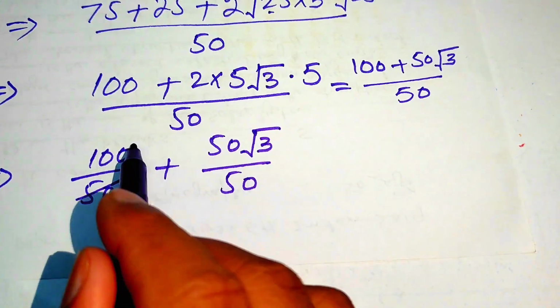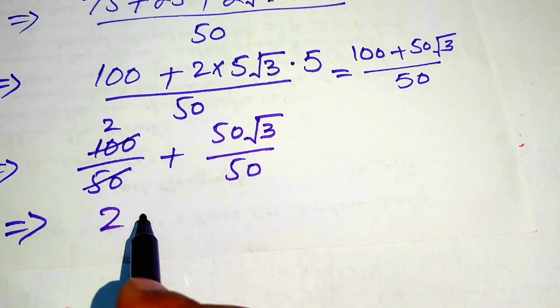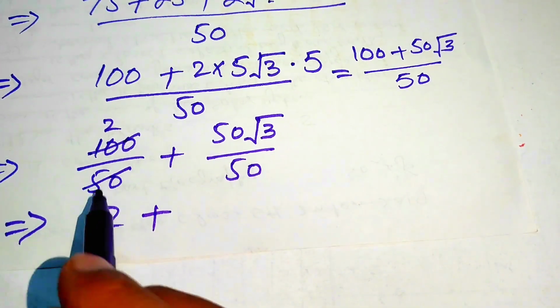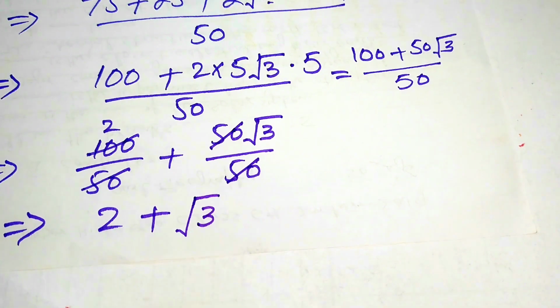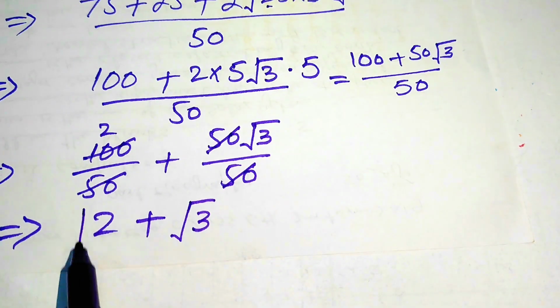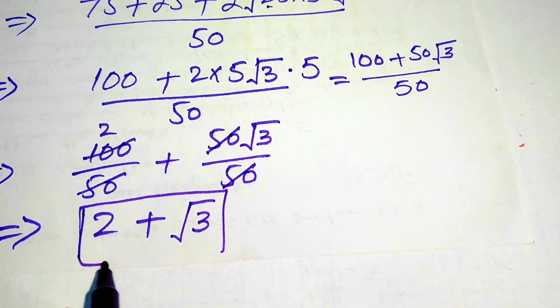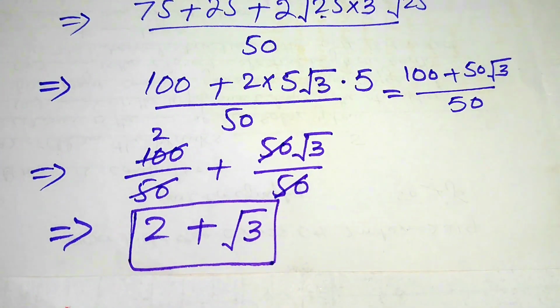So these are cancelled by each other, and 5 times 2s are 100, so this implies that 52 is 100. So this implies that the 2 plus this 50 are gone, and you get 2 plus square root of 3. So this is the final answer of this question. This is the final simplification, and this is the first method, and now we move towards our second method.